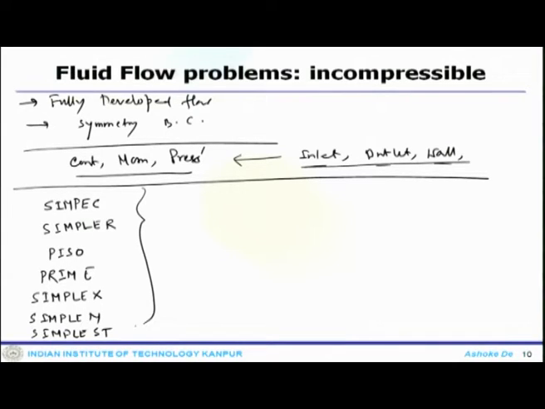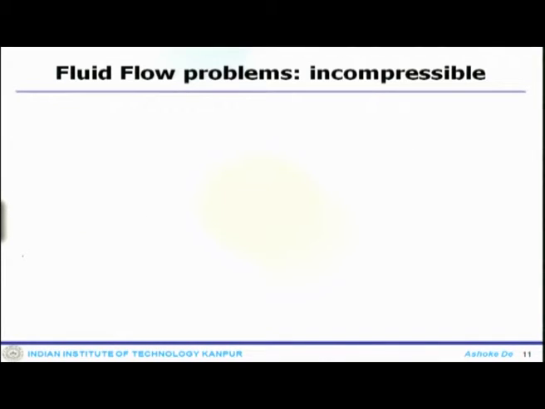Now, we will discuss a couple more, like let us say we will discuss SIMPLEC and PISO obviously, and to discuss PISO we may need to discuss PRIME, because PISO is some sort of a combination of these two. So, PISO is kind of a combination of these two solvers. So, what happened to the SIMPLEC algorithm?